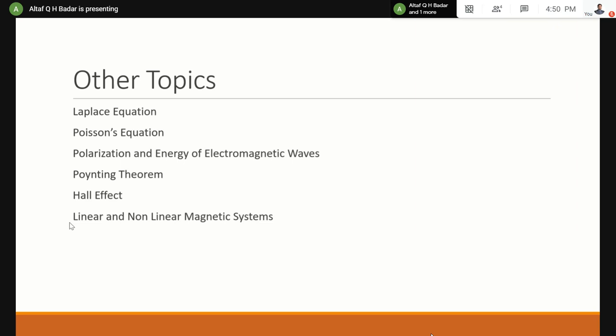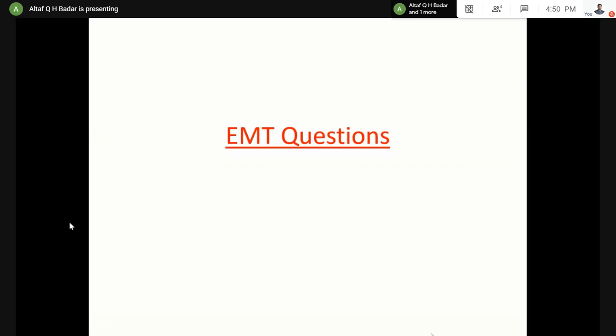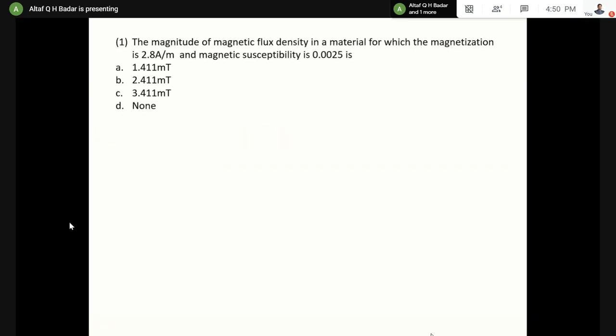Linear and non-linear magnetic systems. Actually, I was even planning to take up some numericals, but there is a lack of time, and I don't think I'll be able to cover up 25 numericals. Anyways, I'll just move on for that. So this is for theory. As far as the theory is considered, let me just go through some of the numericals here.